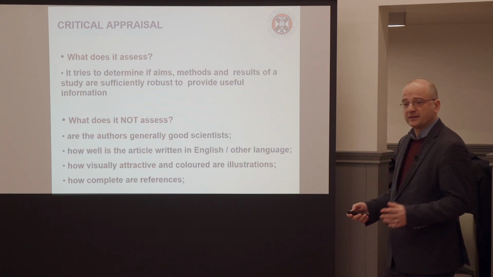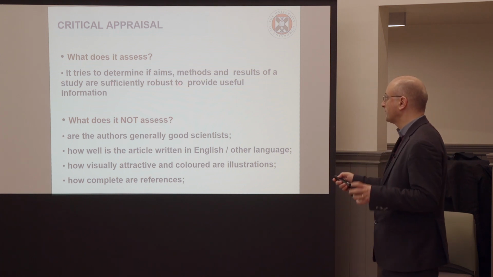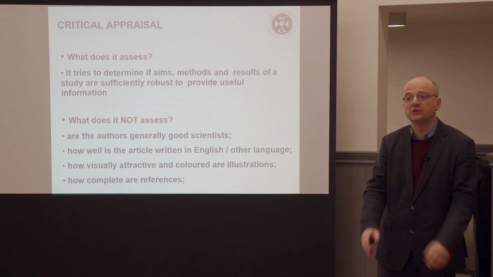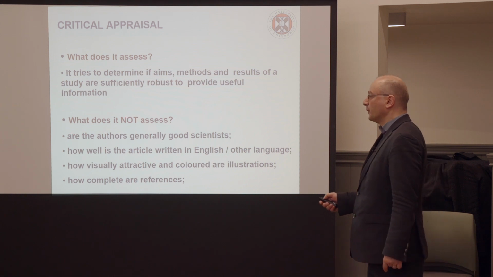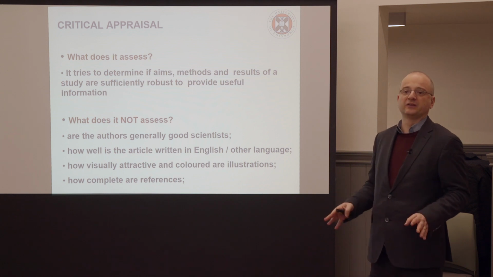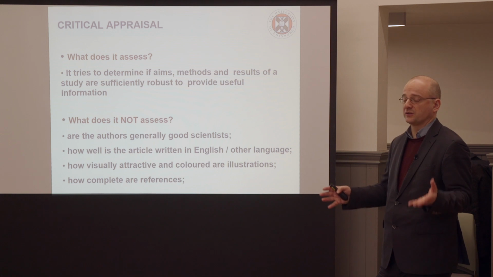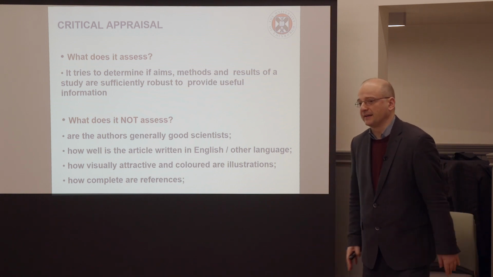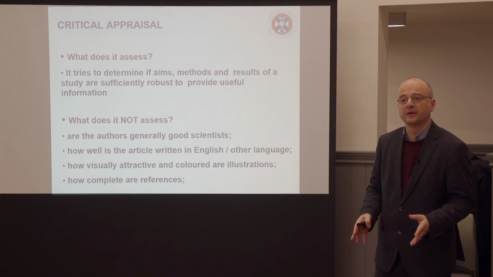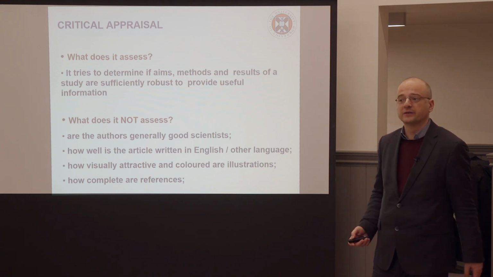Okay, so what does your critical appraisal of a paper assess? It tries to determine if aims, methods, and results of a study are sufficiently robust to provide useful information. But what does it not assess? It doesn't assess if authors are generally good scientists, okay, or if they come from a decent institution. So you should not be biased by that. If the scientists were good so far, this doesn't mean that this paper is also good. If the scientists come from top university, this doesn't mean that the paper is also good.